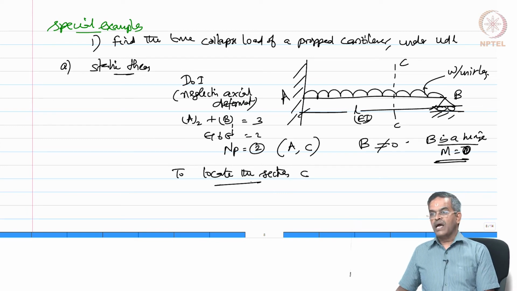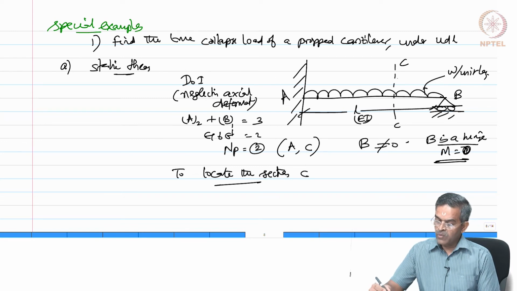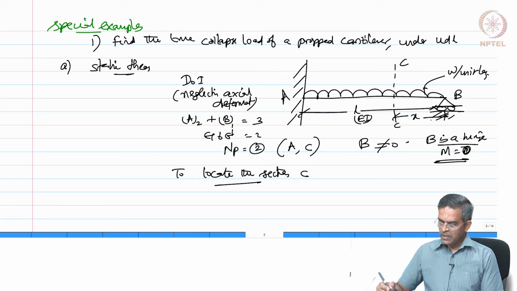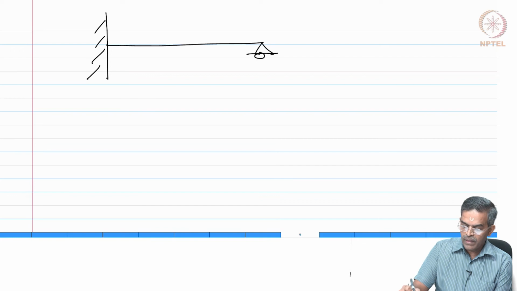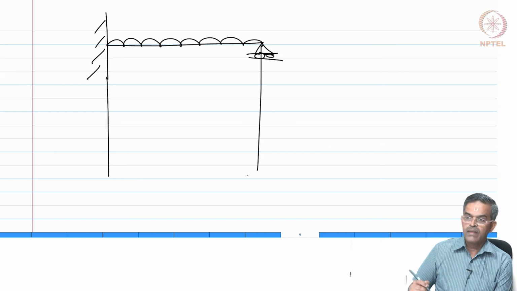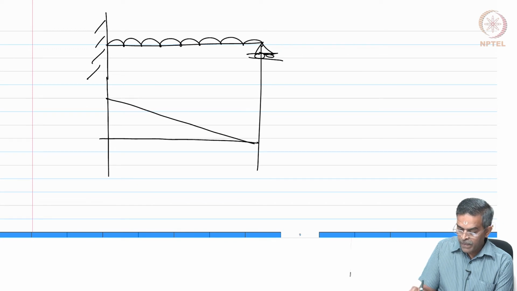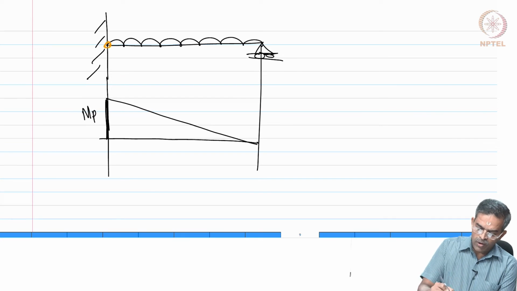So, now the problem is I cannot draw quickly a statically admissible bending moment diagram and locate the hinge because I do not know the distance at which this is going to form. Let me call that as x. So, let me draw the bending moment diagram. So, we know this is going to be Mp, this is going to be Mp. So, one hinge will anyway form here.